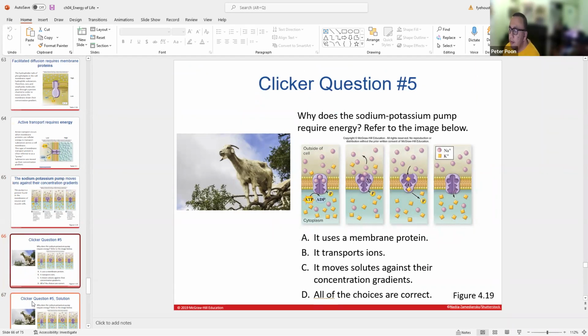Okay, so why does it require energy? Because it moves solutes against their concentration gradients.